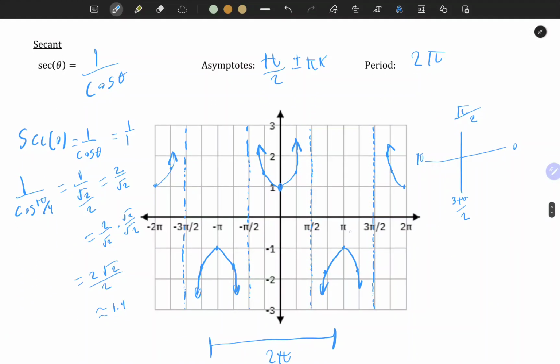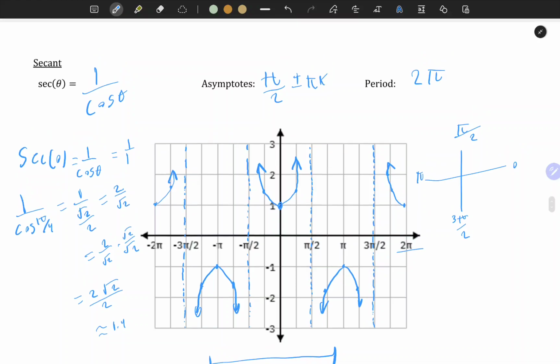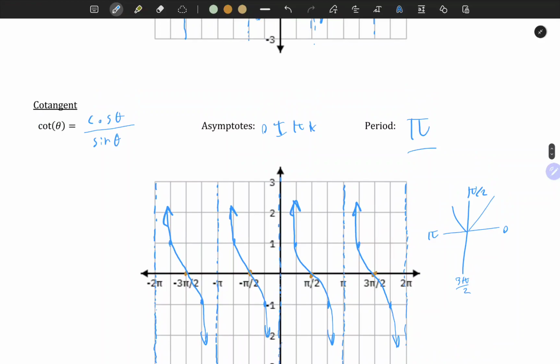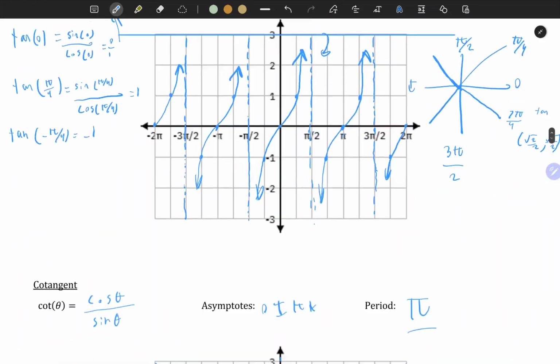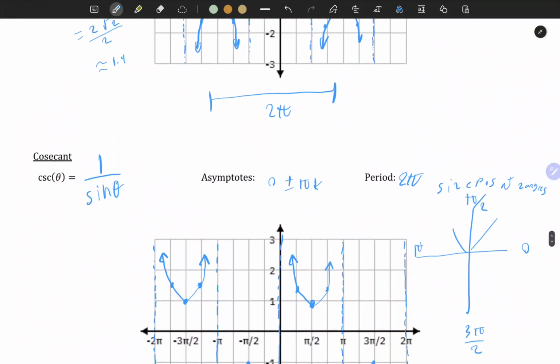Secant. Secant starts at a pi over 2 asymptote. Secant is 1 over cosine. Period is 2 pi. Sorry, so here at 2 pi it ends. This ends at pi. This ends at pi. And so on.